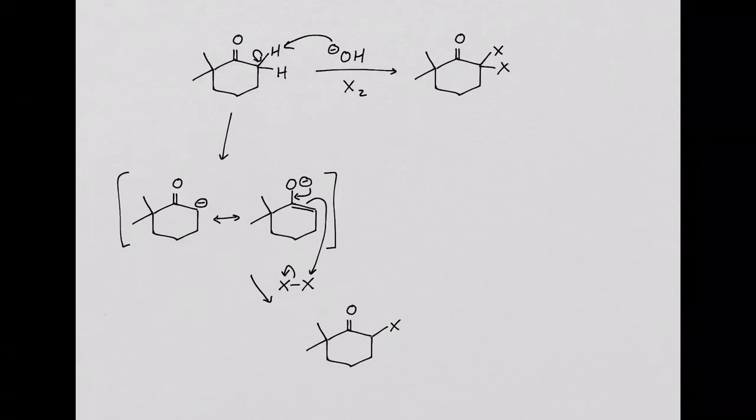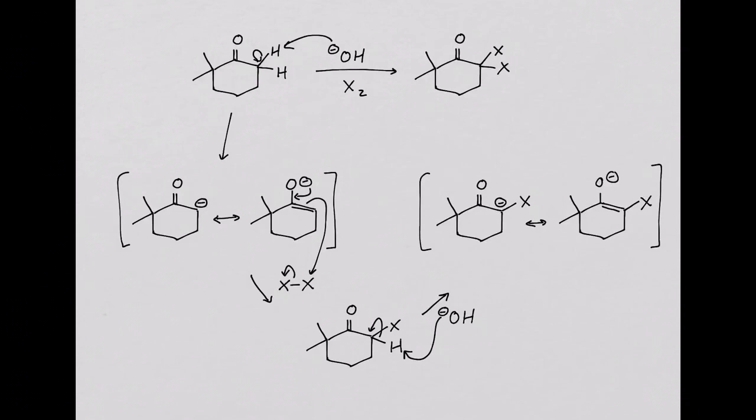The alpha carbon is then deprotonated a second time to form the enolate, which then attacks another molecule of halogen to form the dihalogenated product. At this point, the reaction stops because there are no more alpha protons to be removed. The base-promoted alpha halogenation of ketones continues until there are no additional alpha protons that can be replaced.